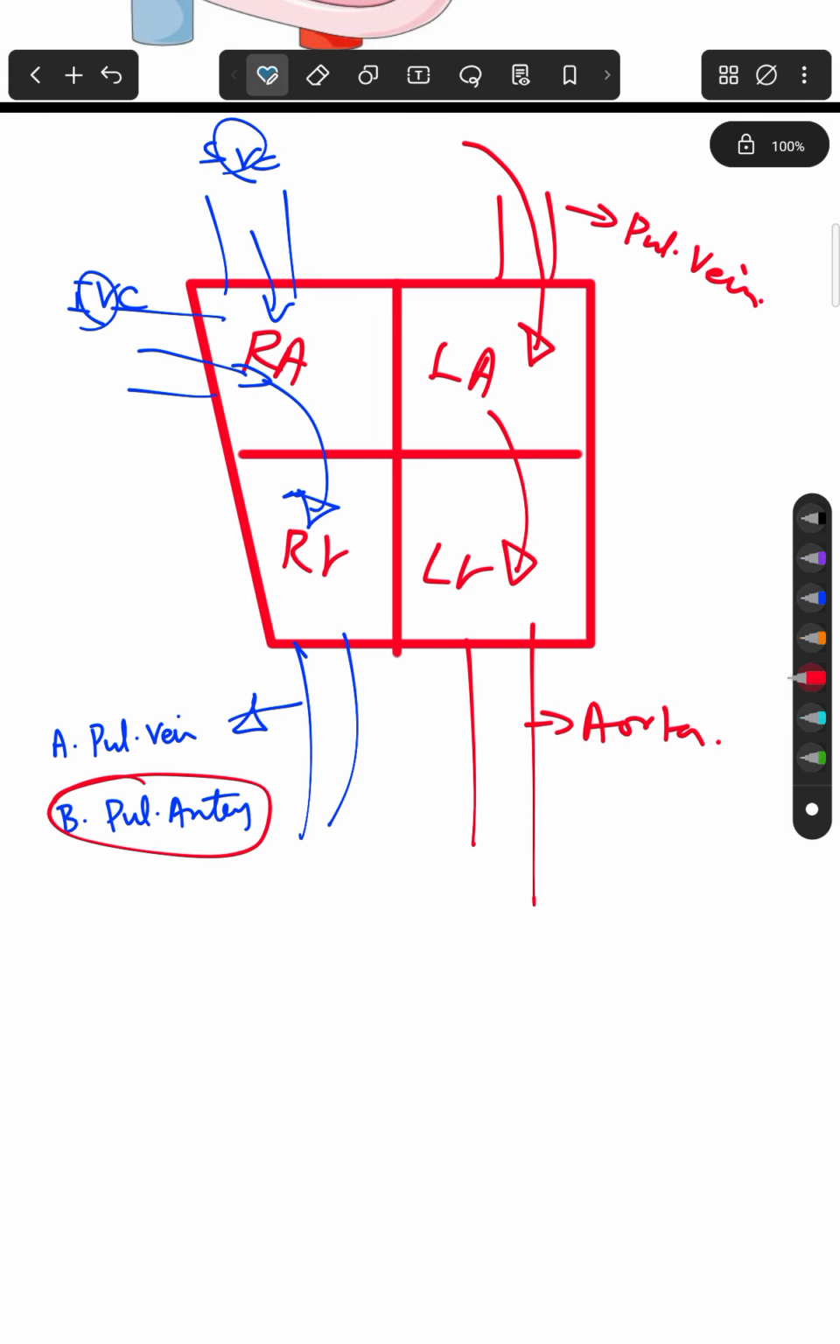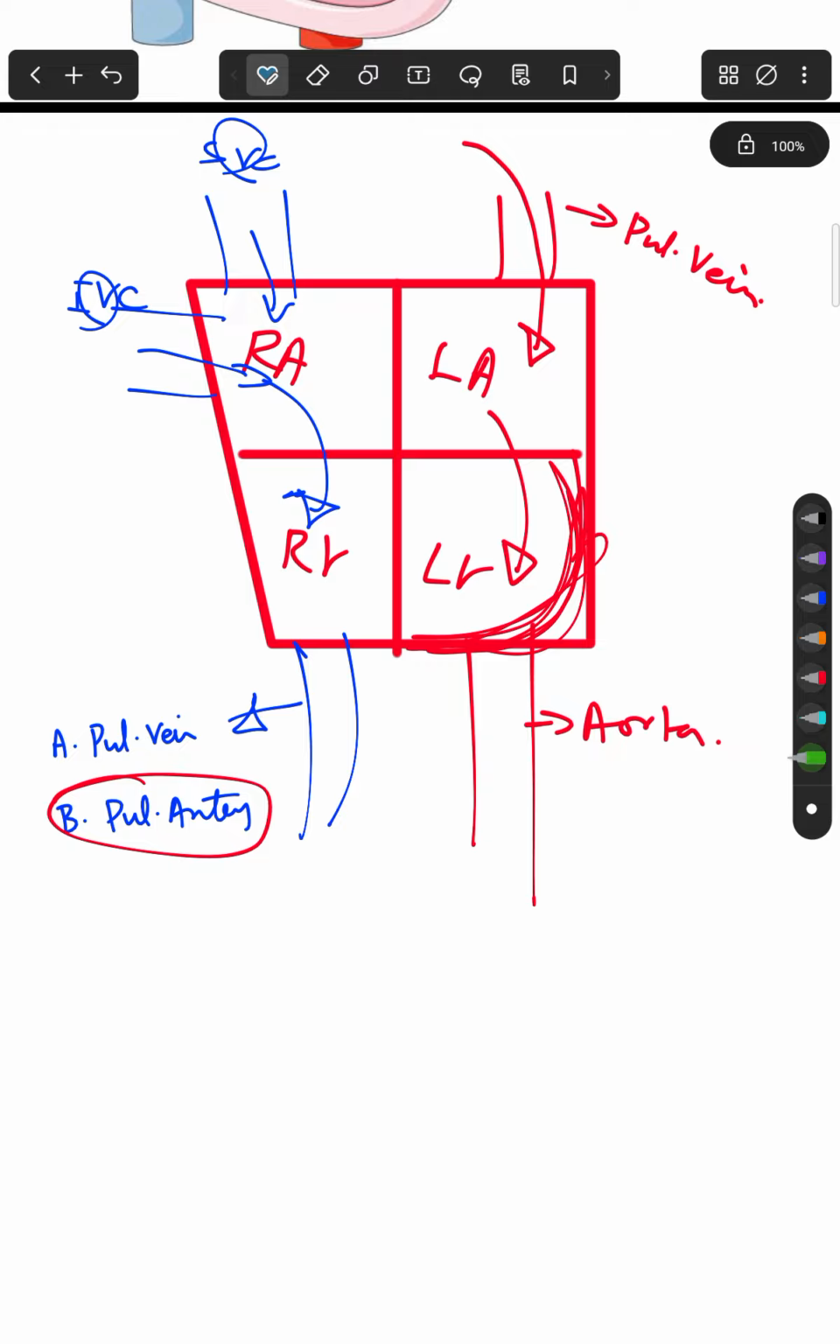Okay, cool. Now, the left ventricle is the powerhouse of the heart. It's much thicker. The muscles over here are way thicker because it needs to generate enough pressure to pump blood throughout the entire body. Okay, now let's talk about the valves real quick.